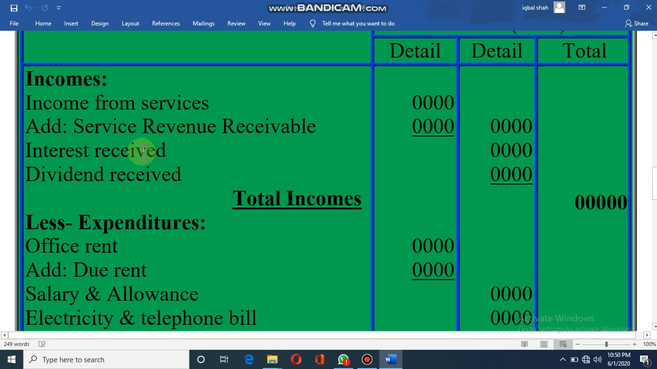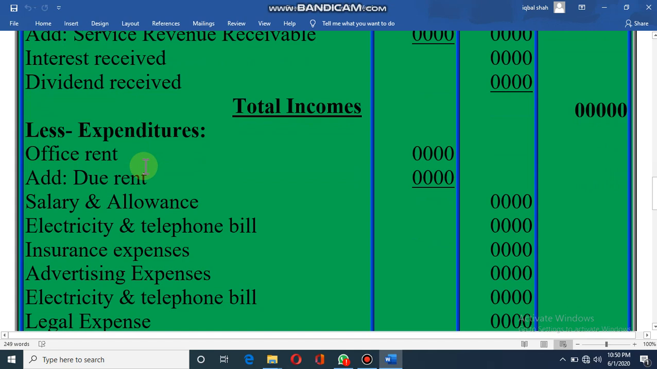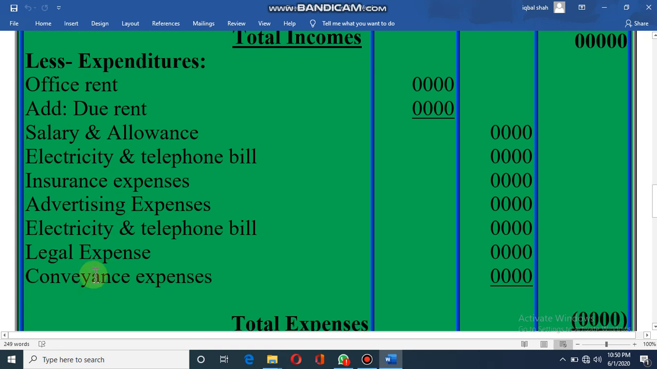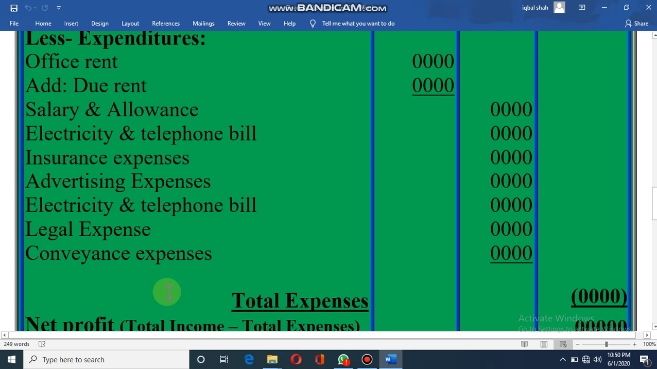Dear student, then we have to subtract expenditure. What are the expenses? Look at office rent, salary, electricity and telephone bill, insurance expense, advertisement expenses, legal expenses, conveyance expenses. Dear student, here only a few expenses are shown. I am telling you again, in chapters 1 to 9 you have learned lots of expenses. So all expenses may come here. I have just given some examples of expenses.